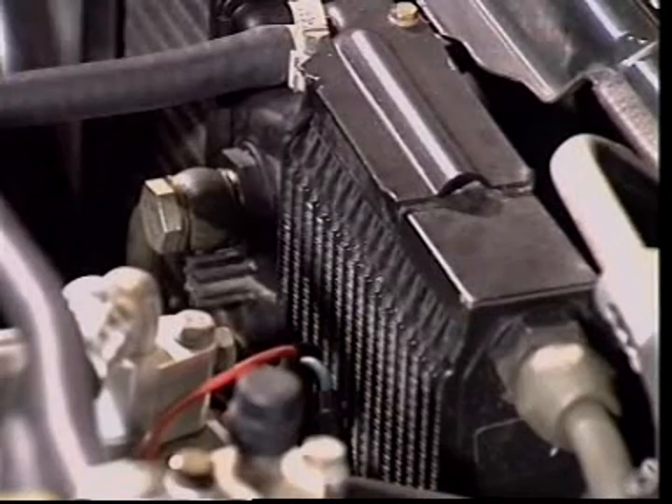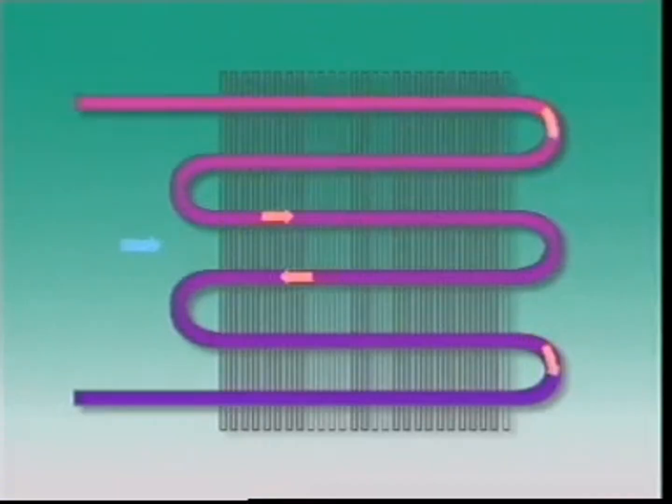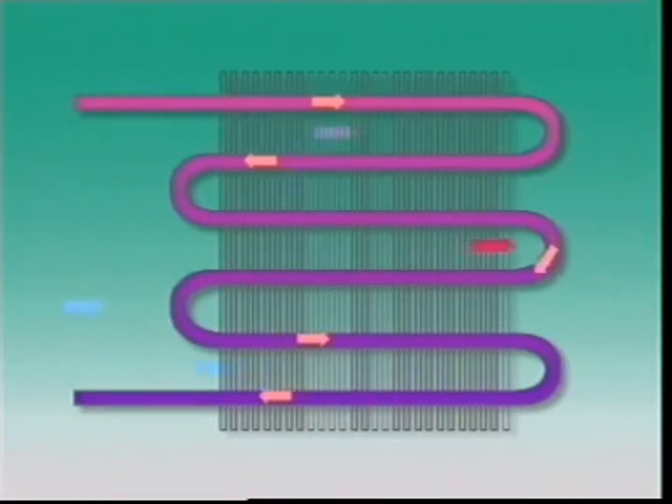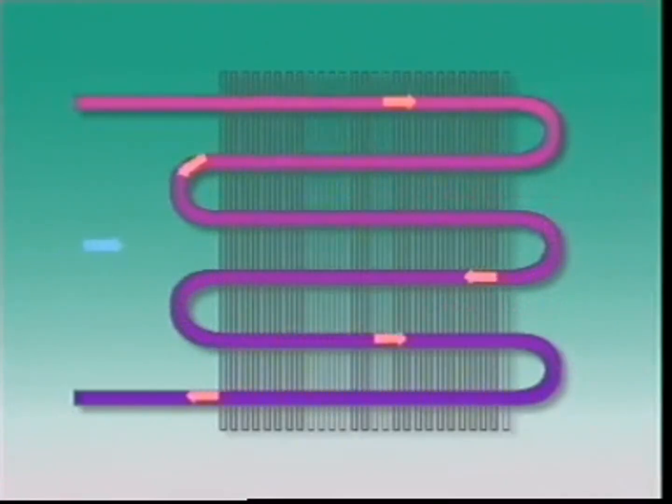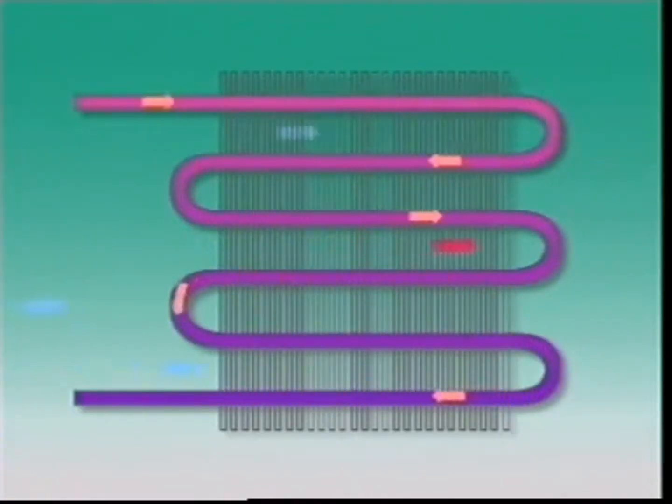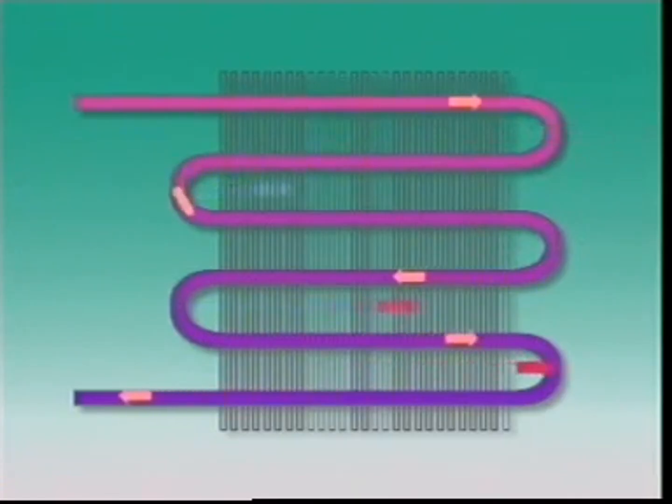In another design, the oil cooler is mounted in the airstream at the front of the vehicle. This type of oil cooler uses the flow of air passing across its fins to cool the oil circulating through it. It is called an oil-to-air heat exchanger.